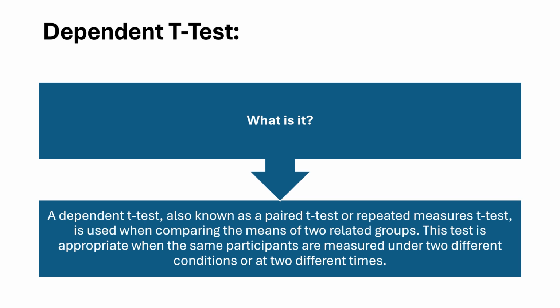So when would you use a dependent t-test? When you have the same group of participants and you want to compare their scores before and after an intervention or under two different conditions.